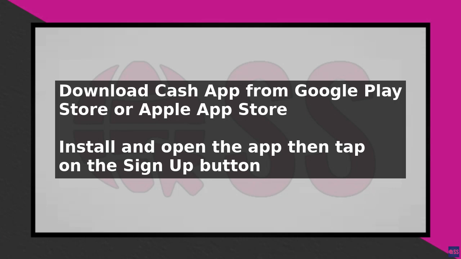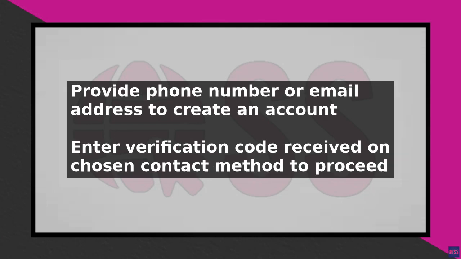Choose one and enter the required information. You will receive a verification code on your chosen contact method. Enter the verification code to proceed. Next, you will be asked to provide some personal details such as your name and address. Make sure to provide accurate information as it will be used for verification purposes.